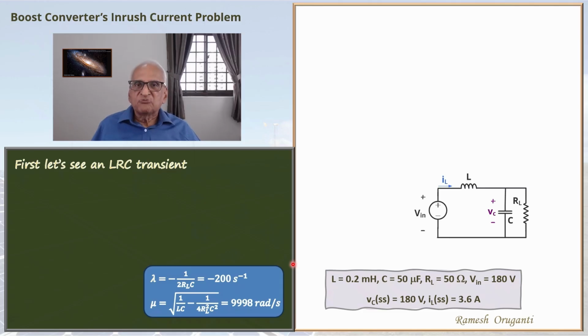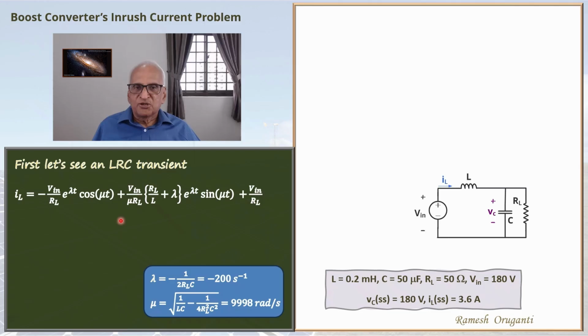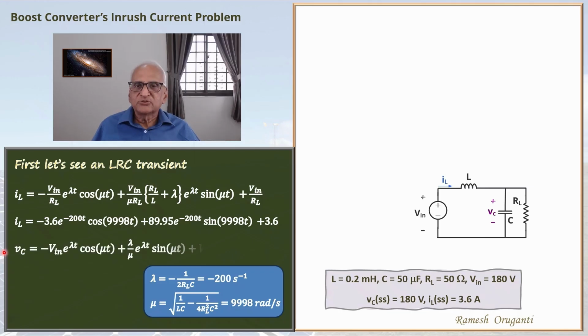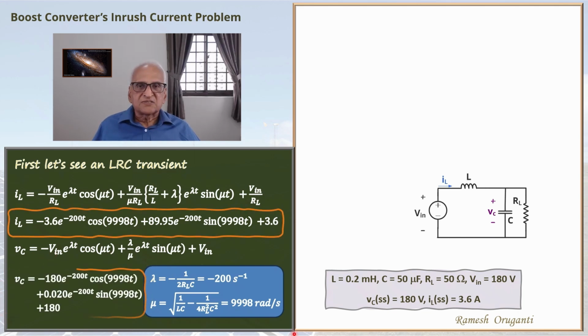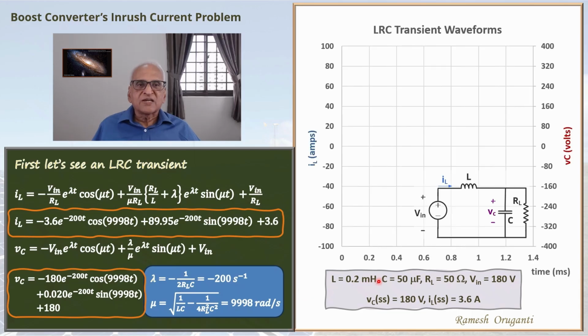We derive the equation for IL. It is given by this expression. Substituting for the values of Vin, RL, etc., and also lambda and mu, we will get this equation for IL. Likewise, the Vc equation is this, and substituting all the values, we will get Vc equals this. We can plot the IL and Vc waveform. The x-axis is time in milliseconds, y-axis is amperes or volts, depending on whether we are plotting IL or Vc.